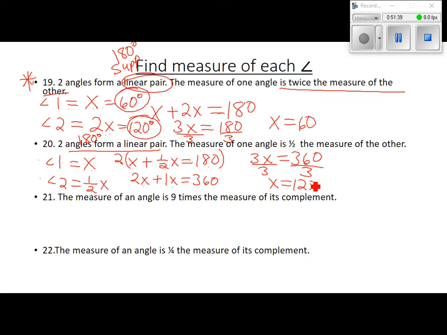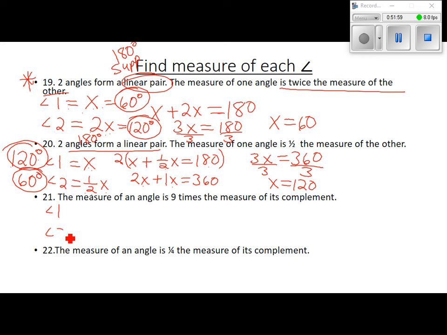We come back over here and plug in. So this first angle right here is 120 degrees. That's one of our answers. The other angle is half that much. Well, half of 120 is 60 degrees. So the answer to this one and this one actually came out to be the same, but they wrote it different. Next one. Again, same thing.